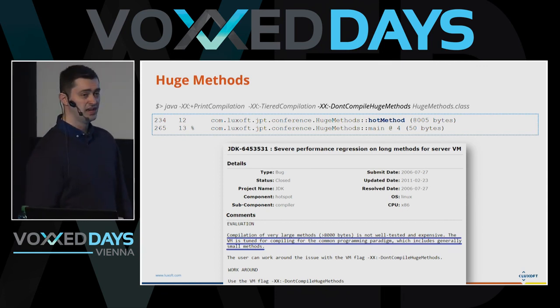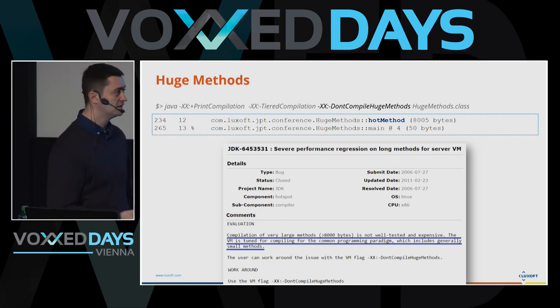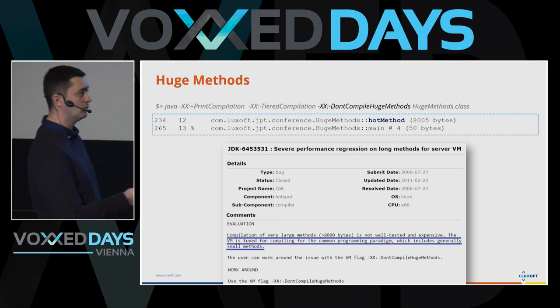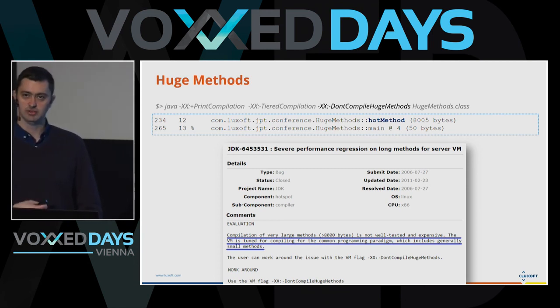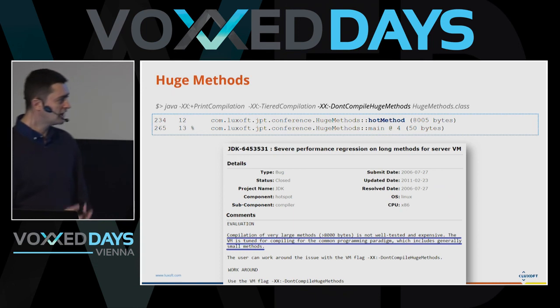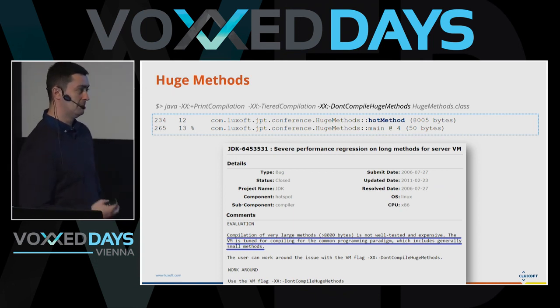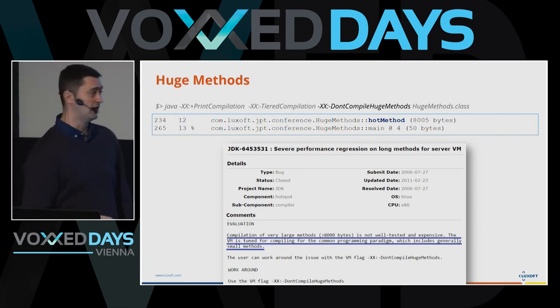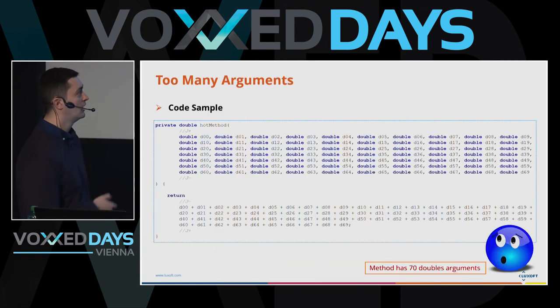In this case, they disabled their compilation implicitly because, as it is written here, they are not well tested, and probably they'll have other implications in regards to the code cache, to the flushing policy on the code cache. So if you have such huge methods, it's better maybe to refactor them, because turning off don't compile huge methods might cause other side effects.